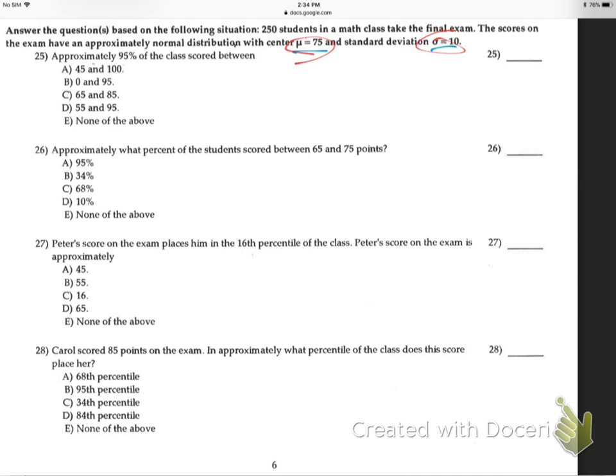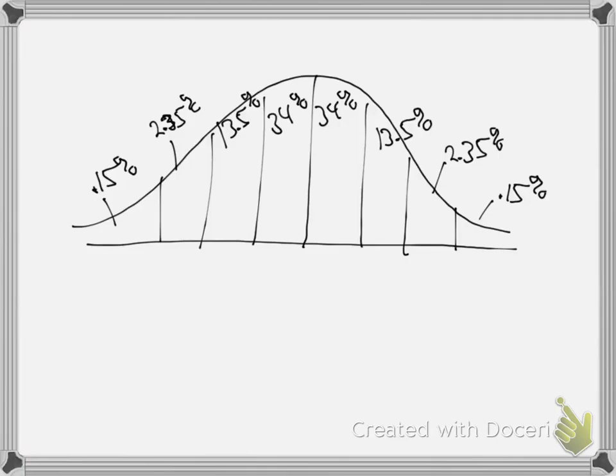Okay. The middle, it's saying, is 75, and the jump from line to line is 10. So the middle is 75, and then add 10, add 10, add 10. See what I'm doing? And then the other way, subtract 10. So 65, 55, 45. We good?